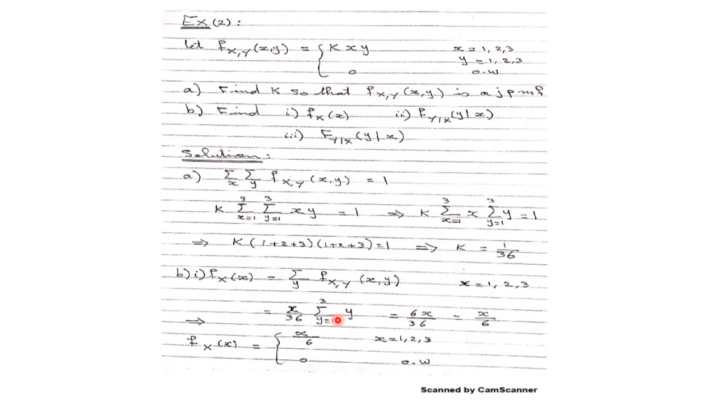Right? But x is constant with respect to this summation. So we take it outside. So it becomes x over 36 summation of y. What's summation y? If you expand this summation, it will be 1 plus 2 plus 3, which is 6. So it is 6x divided by 36, which is x over 6. You put it in the formal form. So we say the marginal of x will be x over 6 if x is 1, 2, 3 and 0 otherwise.